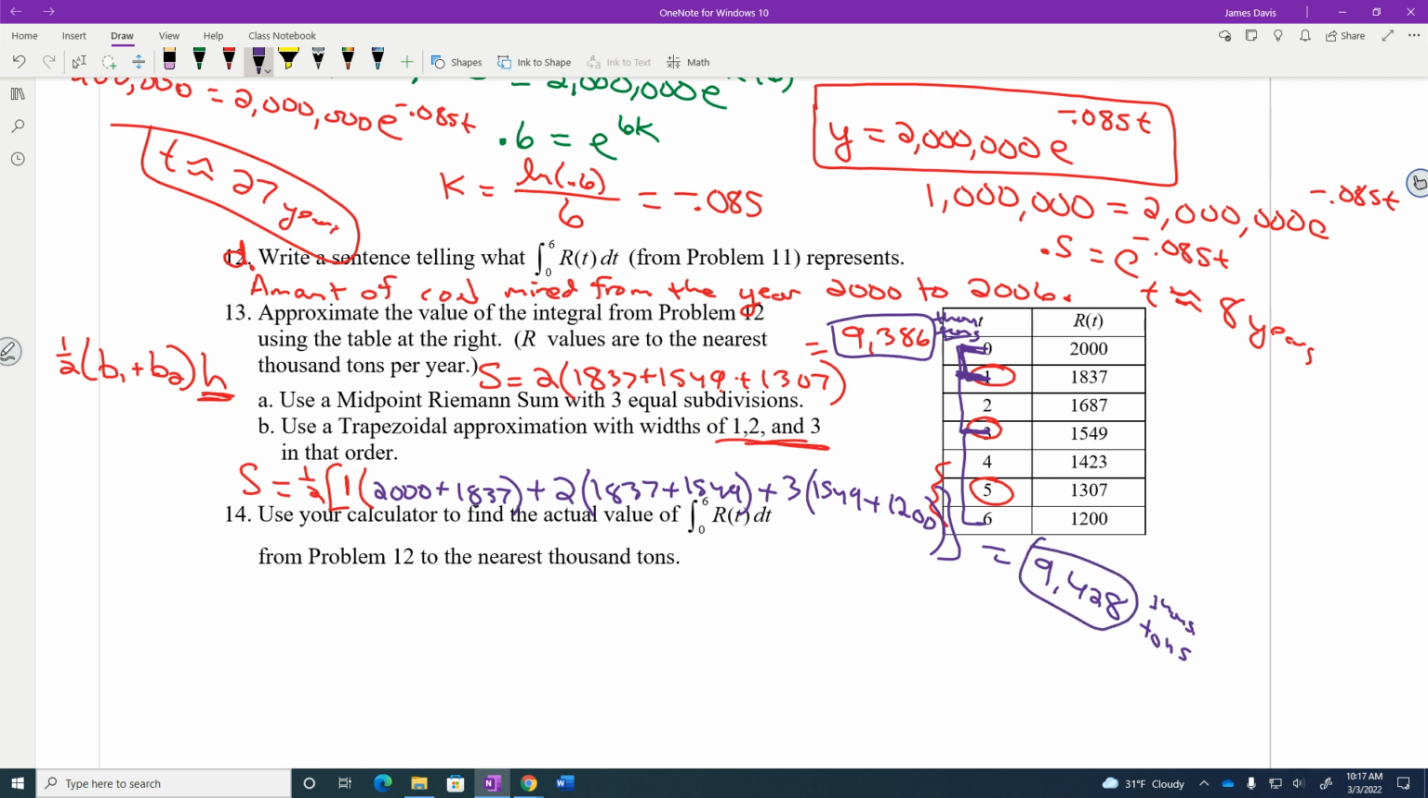We got 9,428. And then we got one more thing to do with this one, and that is to actually find the amount with our calculator. So how do we do that?